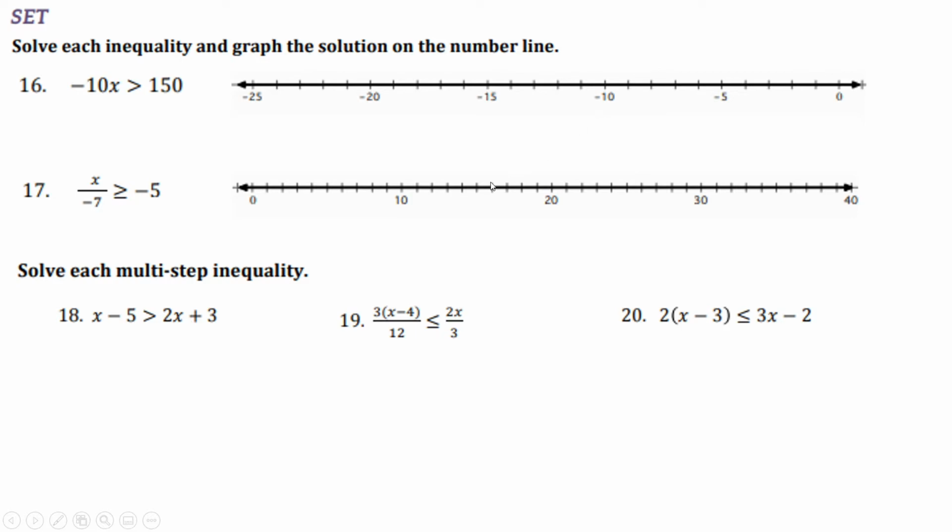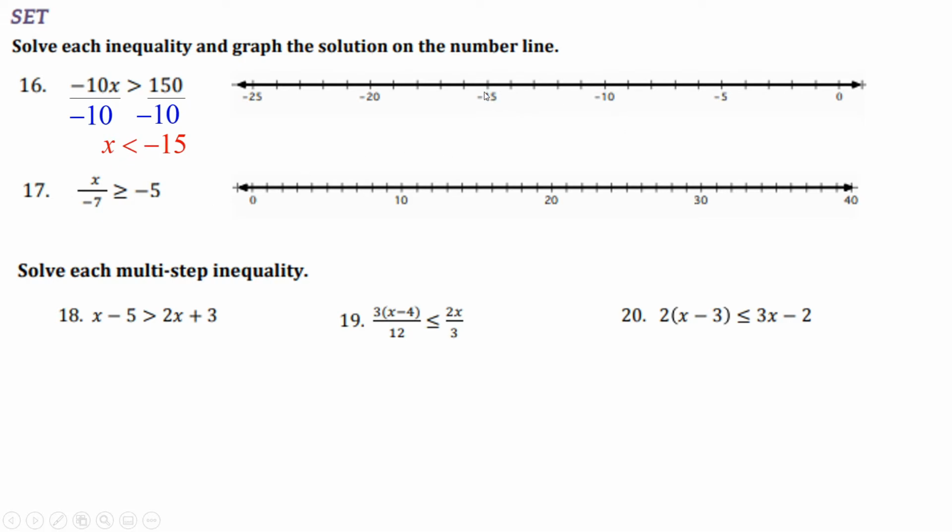All right, number 16. Solve each inequality and graph the solution on the number line. So same stuff. So here we're going to have to undo multiplication by negative 10 by dividing both sides by negative 10. And we just divided both sides by a negative number, so this greater than now becomes less than. And on the left, the negative 10's cancel, leaving the factor of x. And on the right, we have a positive over a negative, which is negative, and 10 goes into 150 15 times. So that's negative 15. x is less than negative 15.